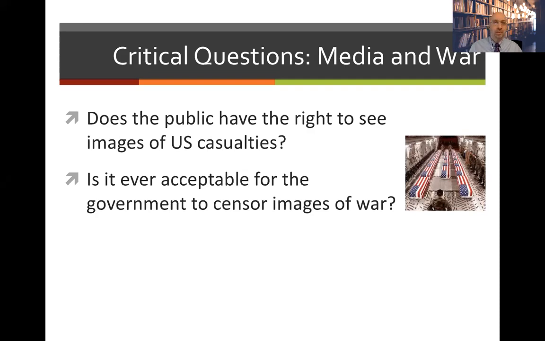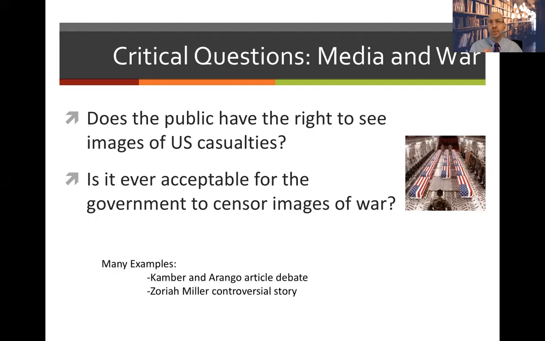But for our purposes tonight, we'll just make the connection between these broader questions to the more specific examples raised in our readings in the Camber and Arango article on the debate about war images in the war on terror. And of course, in the controversial Zoriah Miller story, the story about Zoriah Miller, the war journalist who captured images of US war dead and in the aftermath saw the wrath of the government and effective censorship. Important questions raised that I wish we had an opportunity to debate and discuss in more depth together.